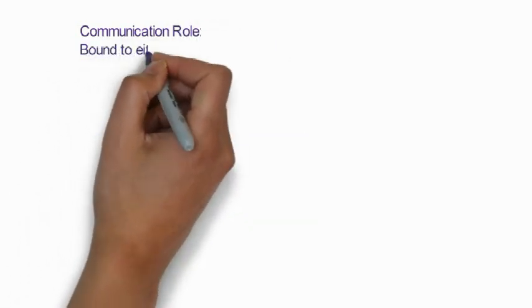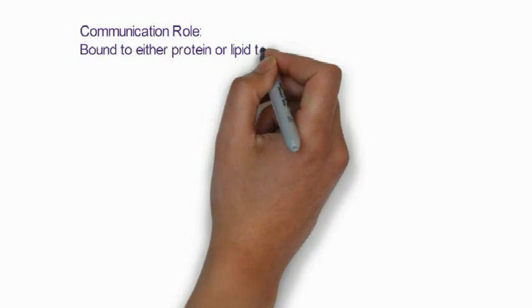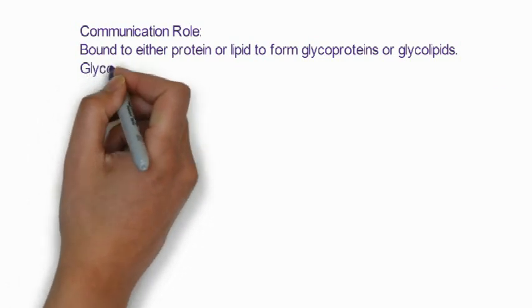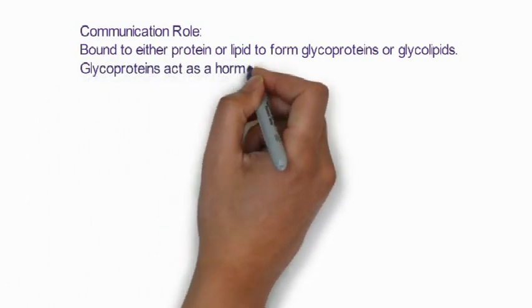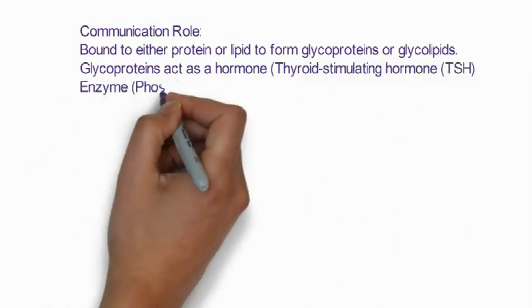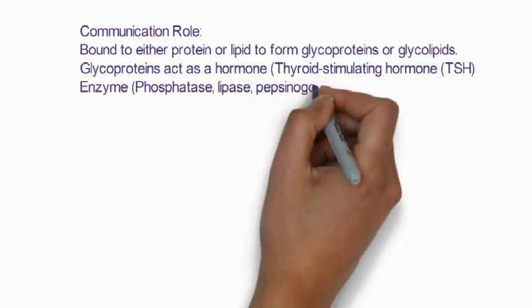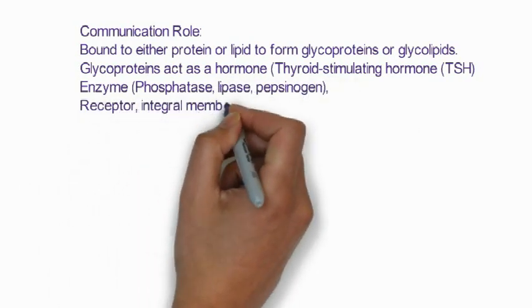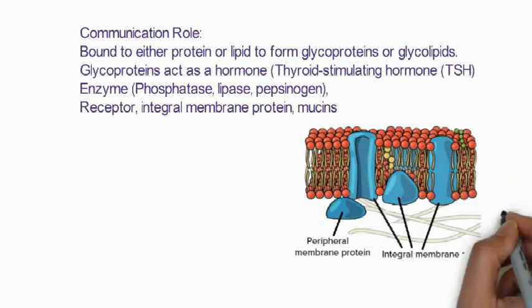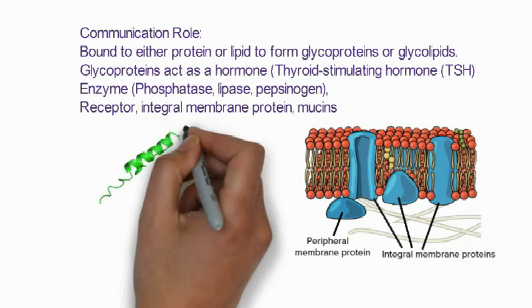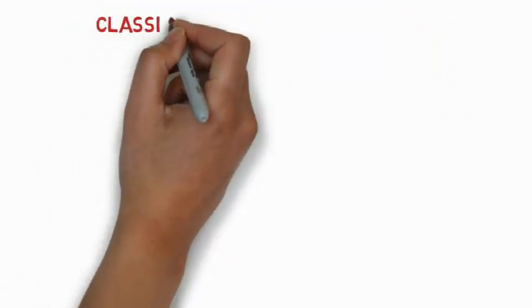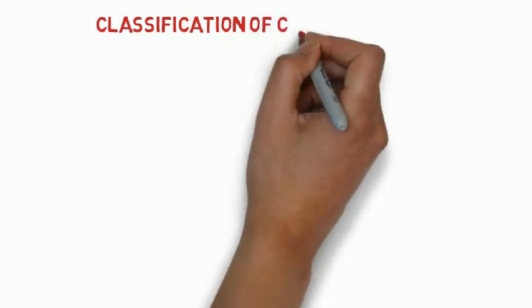The third important one is the communication role. We know that carbohydrate is bound to either protein or lipids to form glycoproteins or glycolipids. Glycoproteins act as hormones, for example, thyroid stimulating hormone. They may act as enzymes like phosphatase, lipase, pepsinogen, or they may act like receptors as integral proteins or mucin. You can see here the membrane, and the glycoprotein embedded in the cell membrane with the protein part.